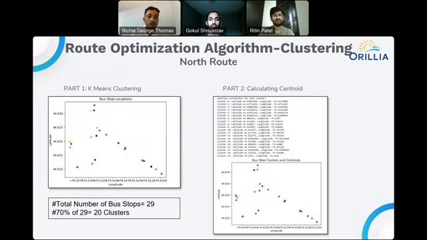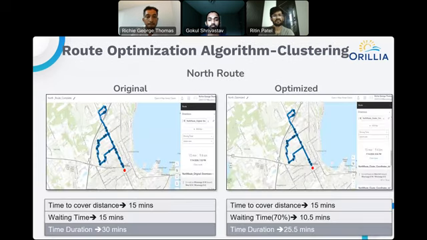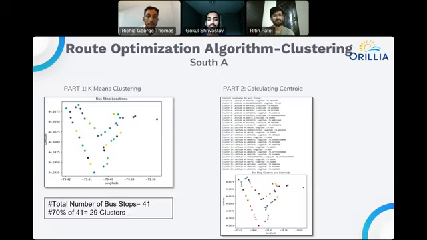This is for the north route, with similar k-means clustering and calculating the centroid. The original bus stop count was 29, and after reducing it was 20 clusters. Similarly for the north route, we can see the original map on the ArcGIS and the optimized one. The total time was 15 minutes, the same, but we reduced the waiting time. Then the time duration was reduced to 25.5 minutes.